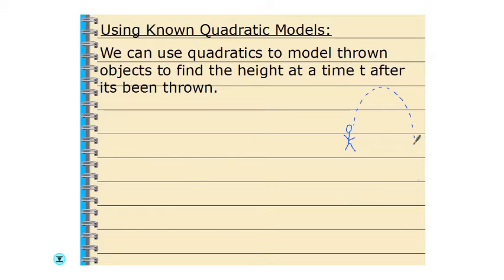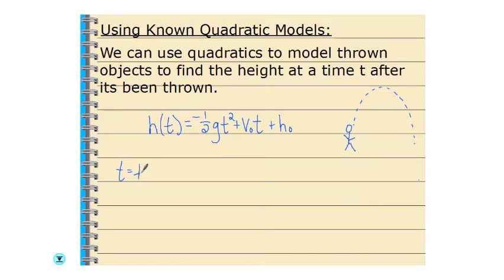So we have this known model that says the height of an object after time t is equal to negative 1/2 times gravity times time squared plus your initial velocity times time plus the initial height. So let's just write out what all those variables mean.